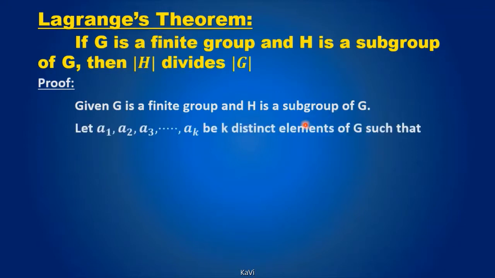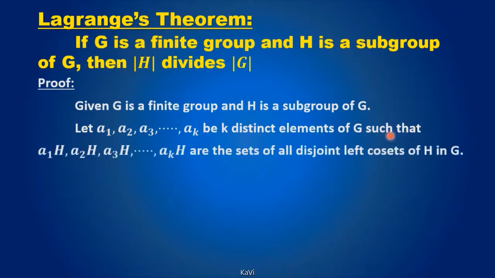So let us collect some elements of G like A1, A2, etc., AK, be k distinct elements of G such that the left cosets A1H, A2H, A3H, etc., AKH are disjoint left cosets of H in G. Okay, so you are collecting only the elements for which the left cosets are disjoint. Our claim is that G can be written as the union of all these left cosets. That is, G is equal to union 1 to K AIH.